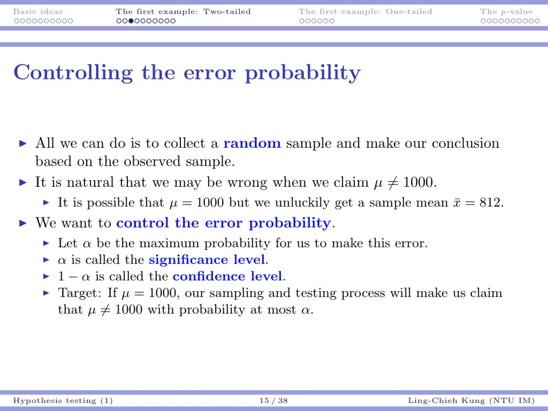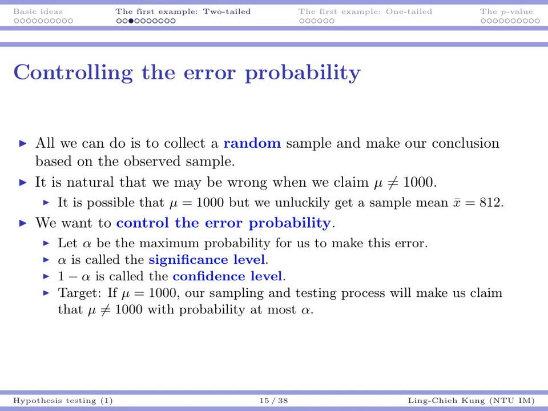So what we want to do is to control the error probability. We want to control the probability that mu is 1000, but we say it is not. Or if you go back to think about example 2, we want to control the probability that this person is innocent, but we say he is guilty. We want to control this error probability. So let alpha be the maximum acceptable probability for us to make this kind of error.